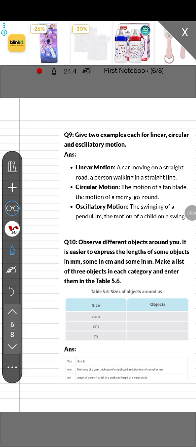So: thickness of a coin, thickness of a cardboard, diameter of any small screw. Any small screw you can take, in mm. Centimeter: length of a pencil, width of a book, height of a water bottle. And definitely the next one is meter. So meter: the length of the cloth, length of the table, length of the chair, length of the big side of a room. It is all in meter.